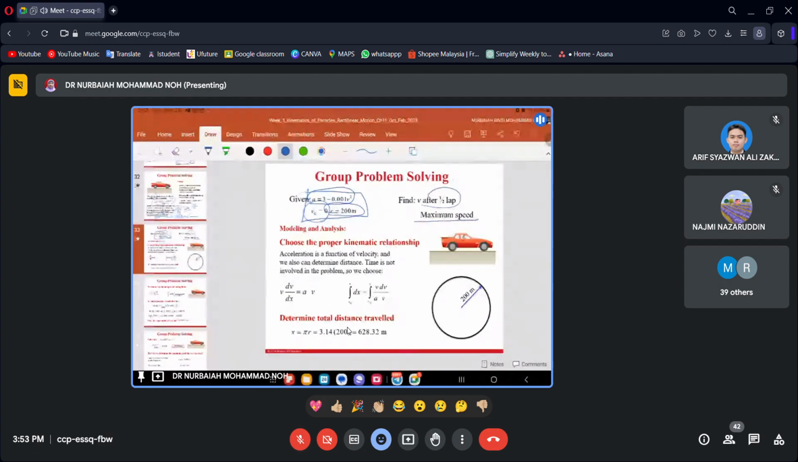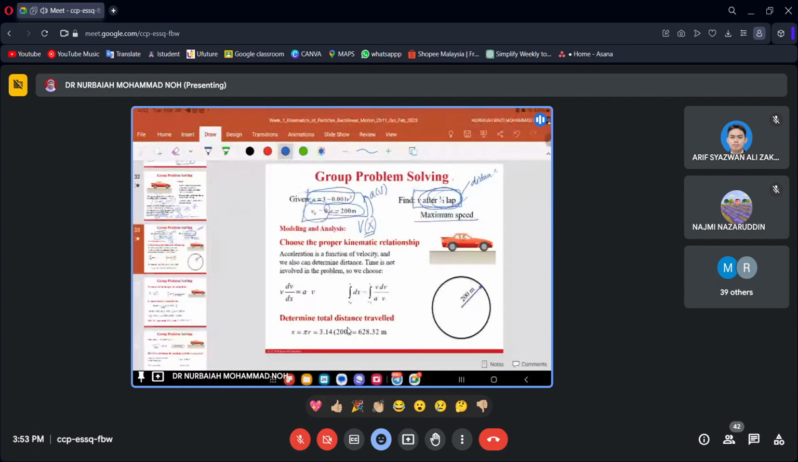Alright, so first of all, as I said, before we can answer this, you need to get the function of V first. V is a function of what? V is a function of X. Why is V a function of X? Because what they want is after half lap, and the lap can be described in terms of distance. That's why your velocity function is in terms of x. So we are given A as a function of V.